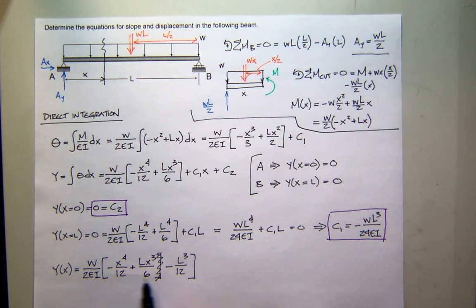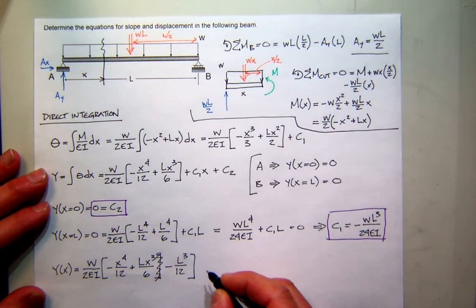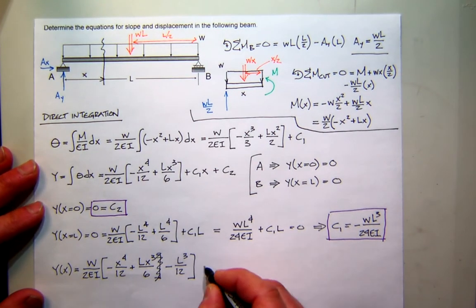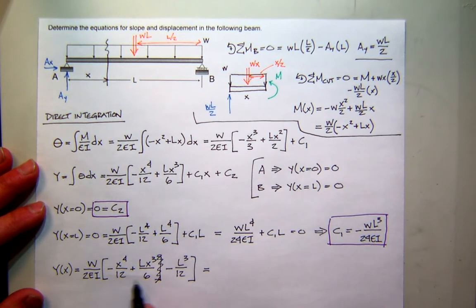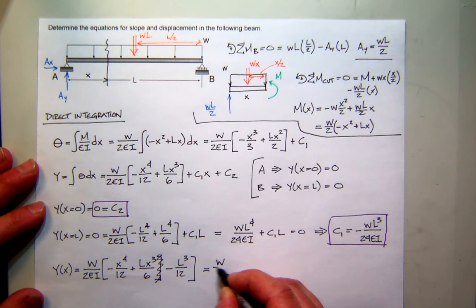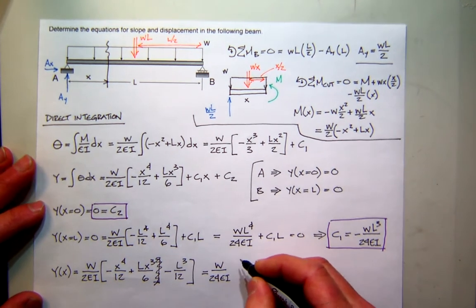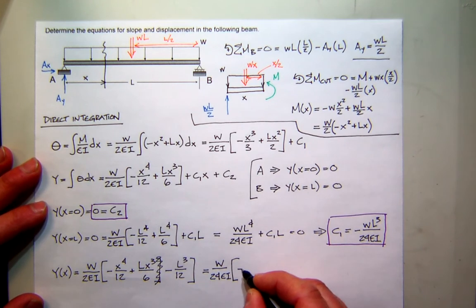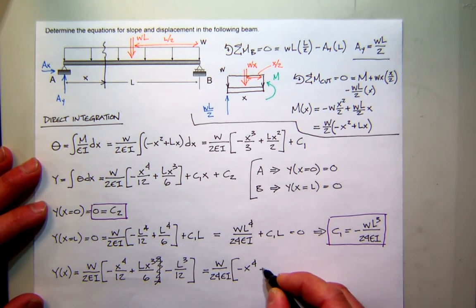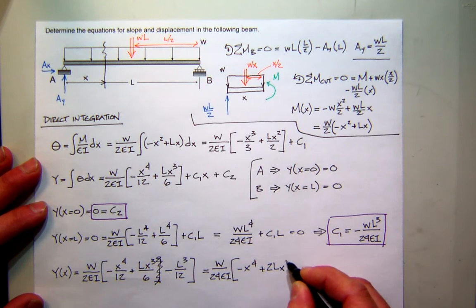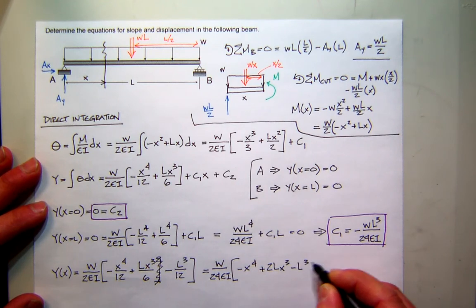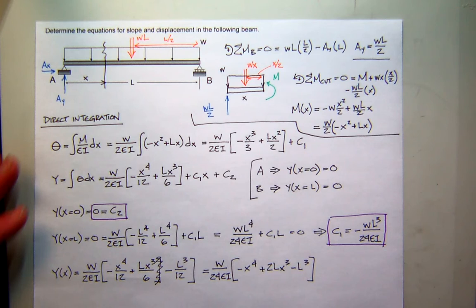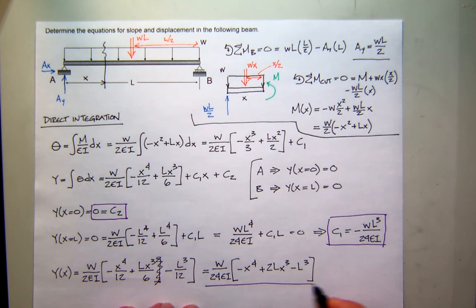Now, a lot of people don't like having these fractions in here. This is perfectly fine. You can stop. But a lot of people don't. So I can see there's a common denominator of 12 here. So I'll pull that out. So you'll get W over 24 EI. And you get minus x to the 4th plus 2Lx cubed minus L cubed. And this is a more common way of writing the result.